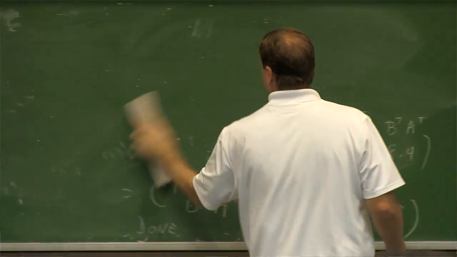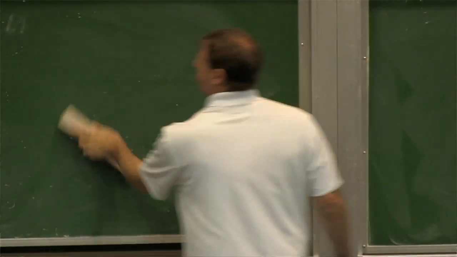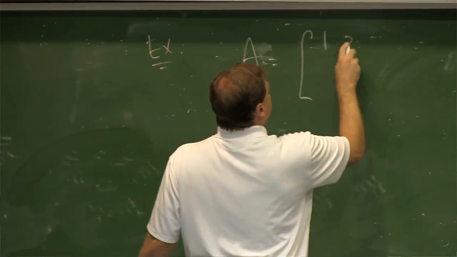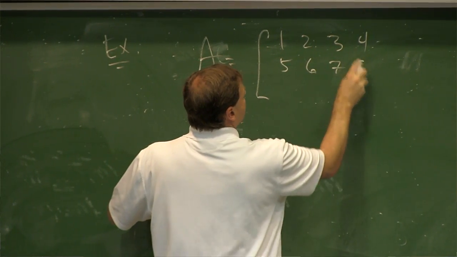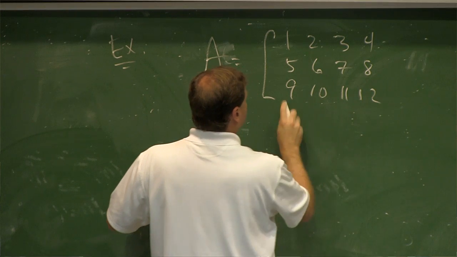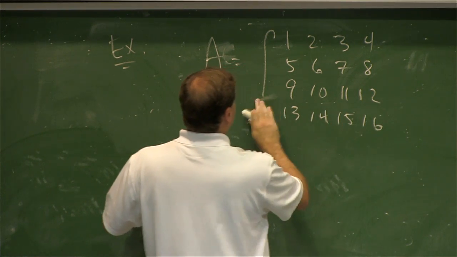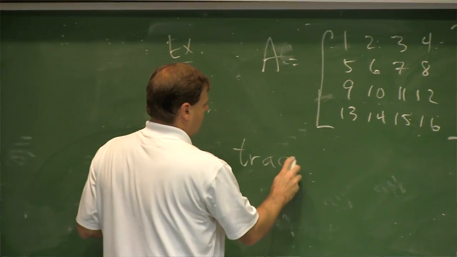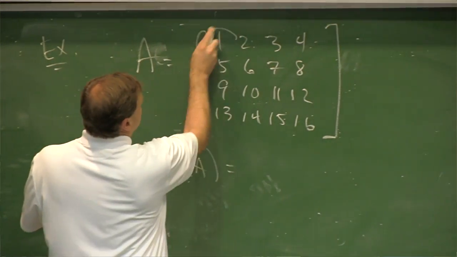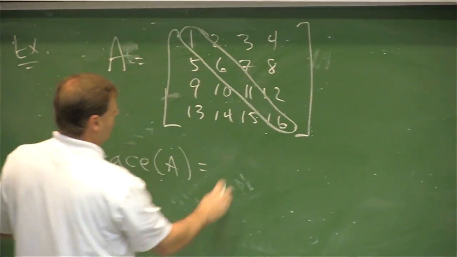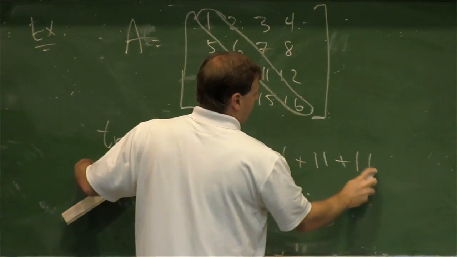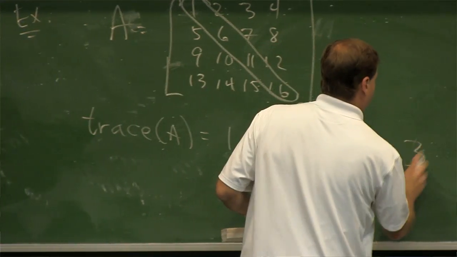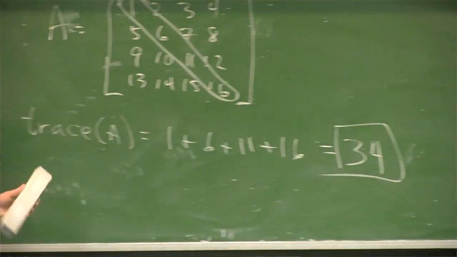We'll just have one more example and that's it. So I've got a 4 by 4 matrix, and the trace of A, no matter how complicated it is, I just take the main diagonal and add up those elements. So we get 27, 33, 34. That's an easy thing to compute.